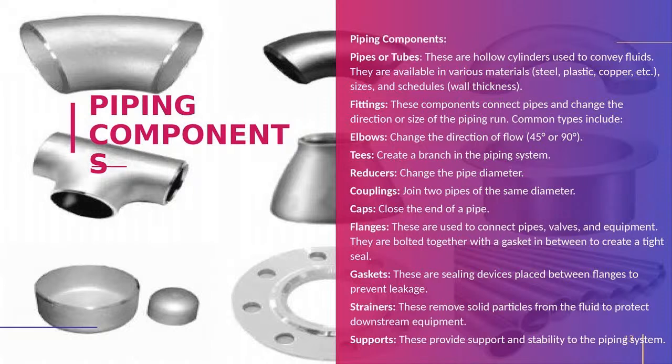And the reducer, coupling is nothing but to join pipes. There are two types to join the pipe. Majorly we will use the flanges and the couplings, and sometimes threaded, for whichever material we cannot weld, like plastics or GI pipes. We will be using the threaded joint.